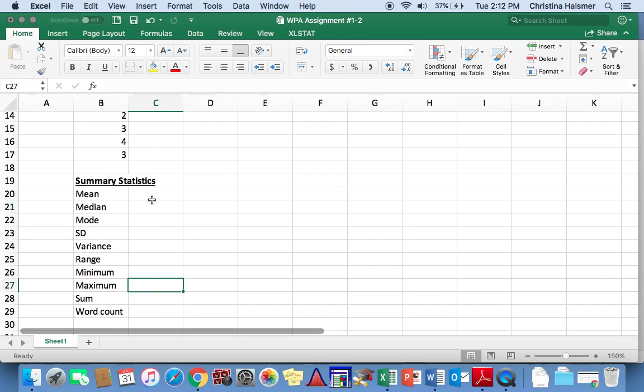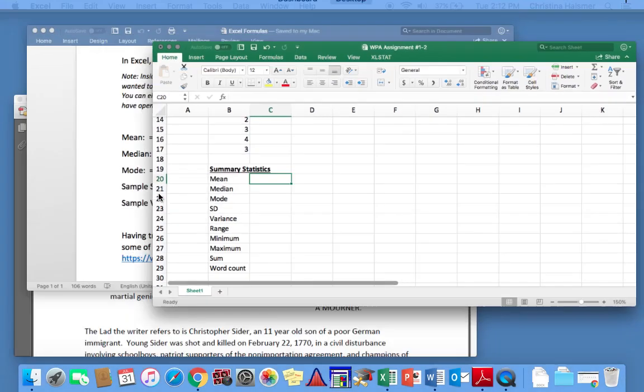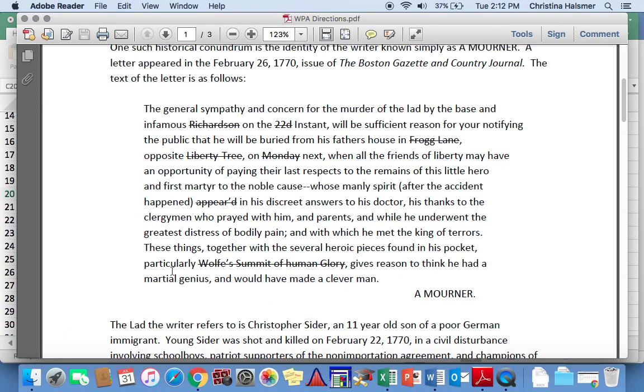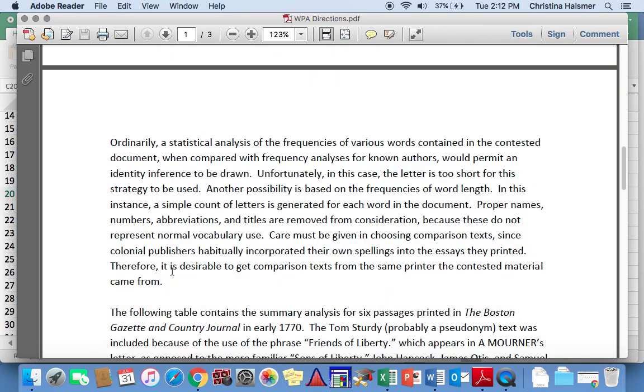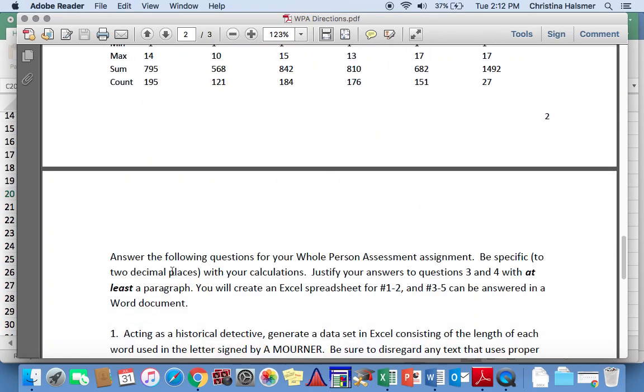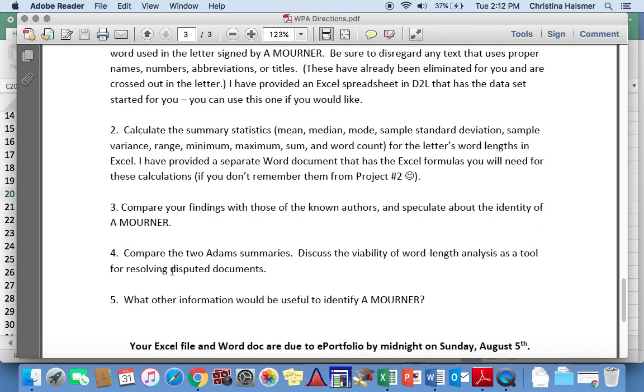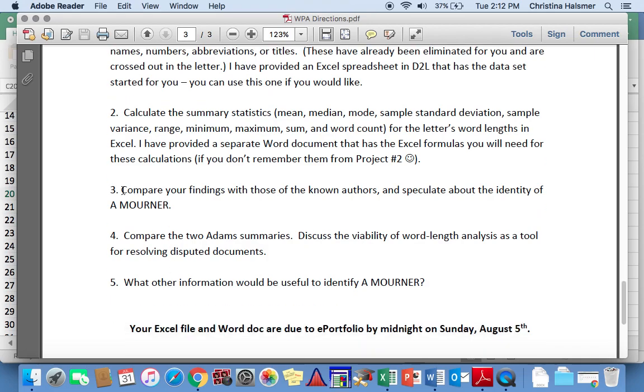If you have any questions about that, you can definitely let me know, but that's basically the idea of it. Once you have all of those calculated, there's a few discussion questions. Let me go back here to the questions. Number 3, number 4, and number 5 are questions asking you to analyze.